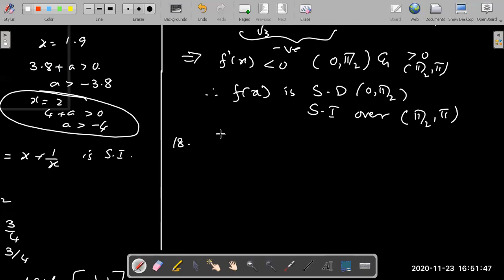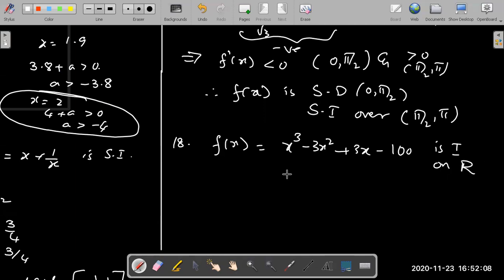18th question. So prove that the function given by f of x equal to x cube minus 3x squared plus 3x minus 100 is increasing on R. R means all real numbers. So first one, f dash x. F dash x equal to 3x squared minus 3x plus 3. So this is what he's asking. And to take 3 common, you will have x squared minus x plus 1.